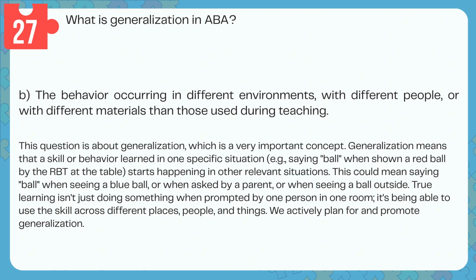This question is about generalization, which is a very important concept. Generalization means that a skill or behavior learned in one specific situation, for example, saying ball when shown a red ball by the RBT at the table, starts happening in other relevant situations. This could mean saying ball when seeing a blue ball, or when asked by a parent, or when seeing a ball outside. True learning isn't just doing something when prompted by one person in one room. It's being able to use the skill across different places, people, and things. We actively plan for and promote generalization.